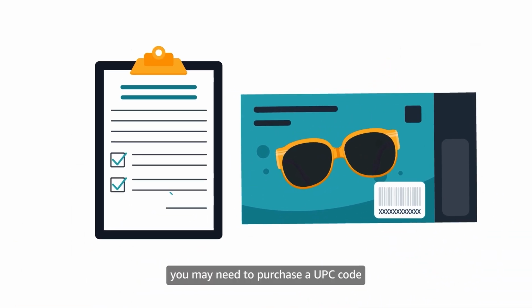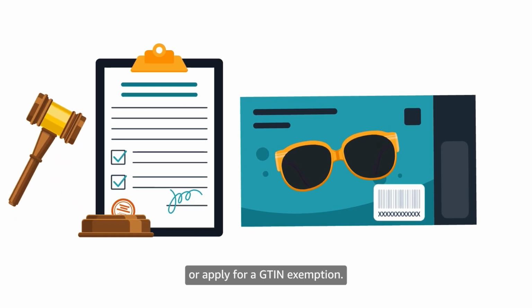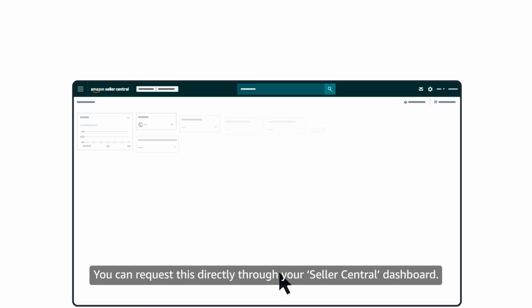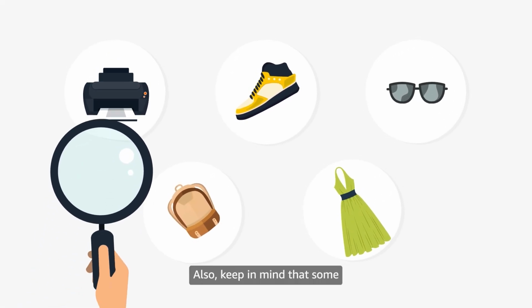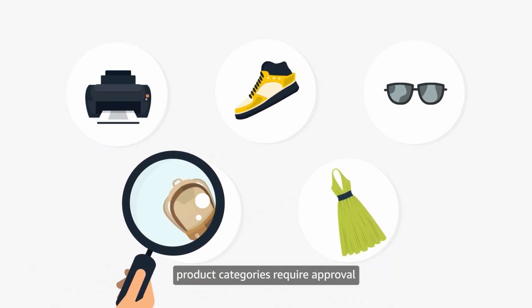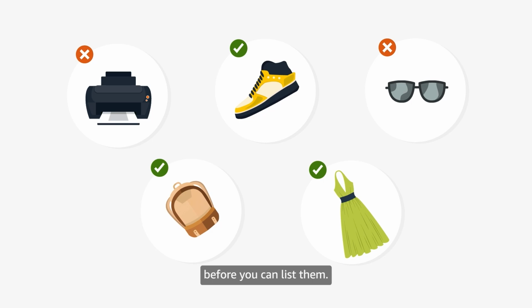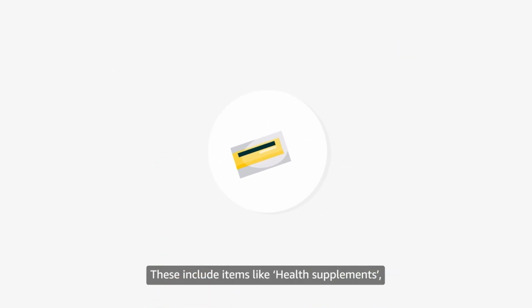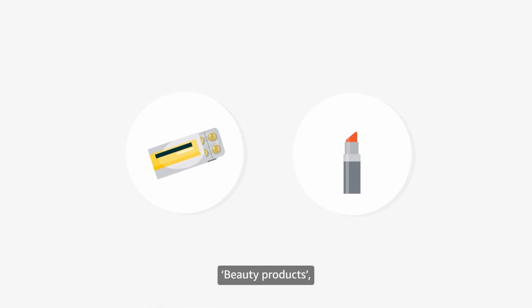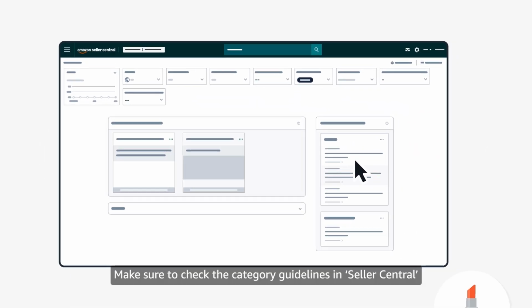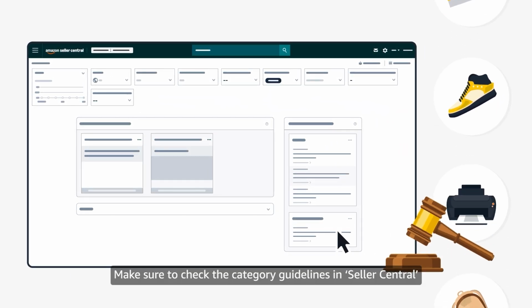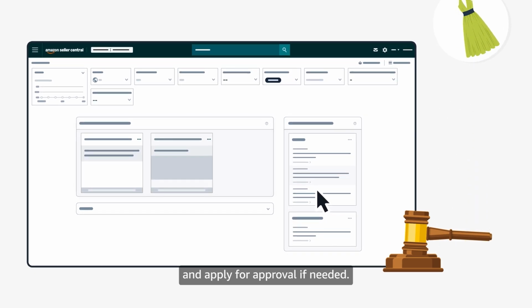purchase a UPC code or apply for a GTIN exemption. You can request this directly through your Seller Central dashboard. Also, keep in mind that some product categories require approval before you can list them. These include items like health supplements, beauty products, and certain electronics. Make sure to check the category guidelines in Seller Central and apply for approval if needed.